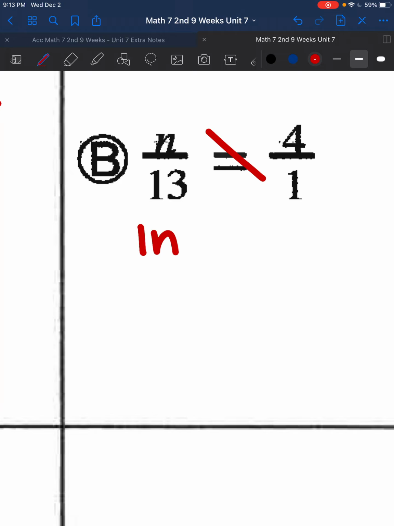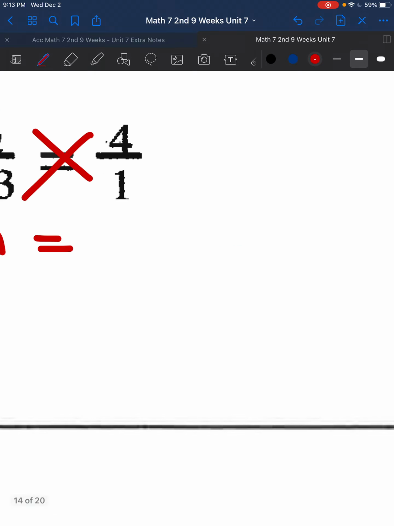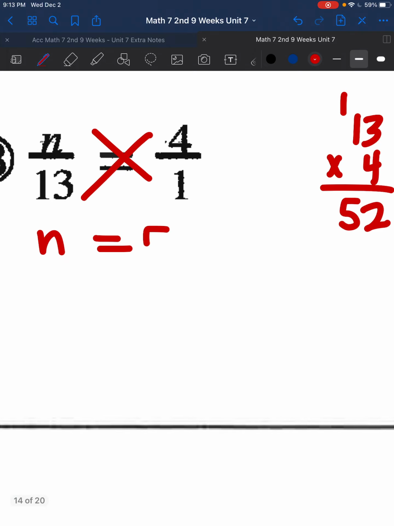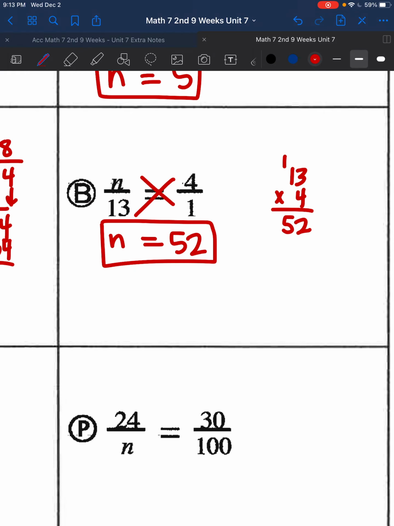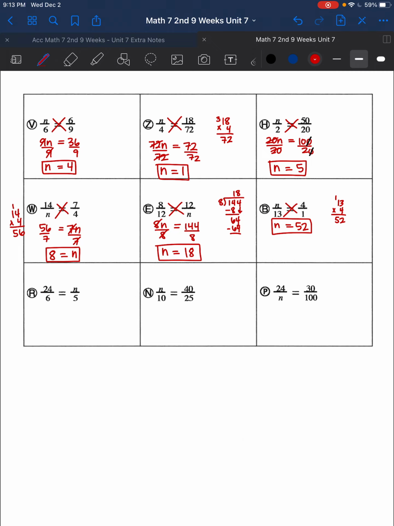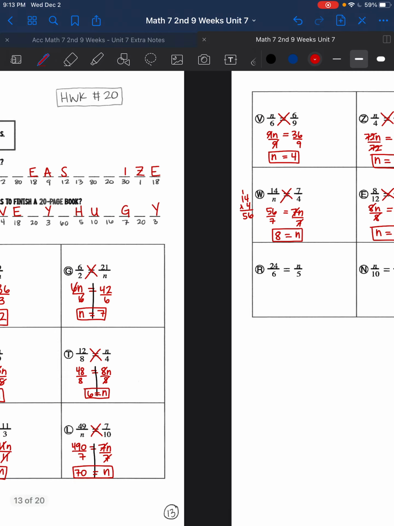Okay, for B, I've got n over 13 equals 4 over 1. So I'm going to multiply n times 1 together, and that's just simply going to be 1n. Now, we've talked about this before. When you have a 1 in front of your variable, is it necessary? No, it's not. So in fact, I'm actually just going to write this as n. So n equals 4 times 13. Well, 13 times 4, 4 times 3 is 12, 4 times 1 is 4, plus 1 is 5. So I get 52. N equals 52.